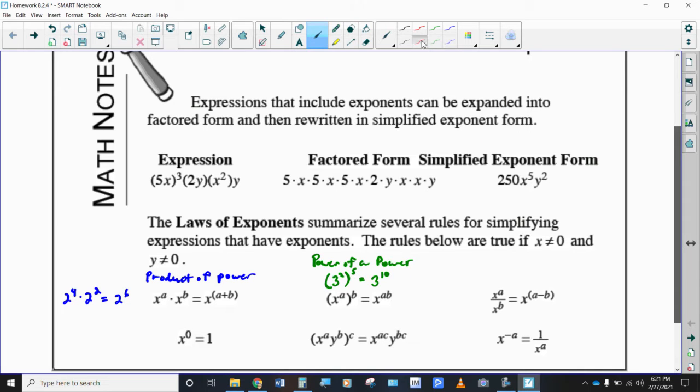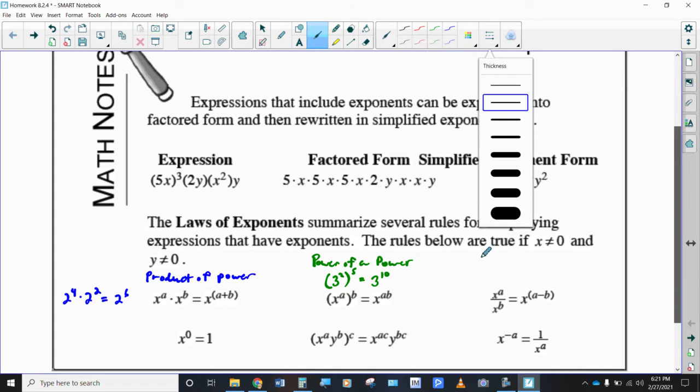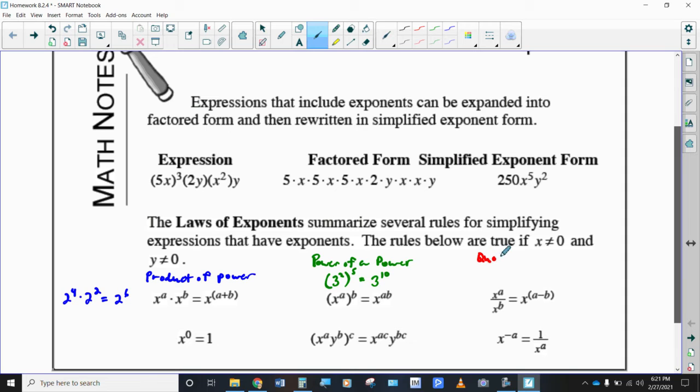This particular property is what we call the quotient of powers, meaning you are dividing powers with the same base. And this is the opposite of product of powers. So instead of adding the exponents, you would subtract them. So if you took, let me write it over here, 10 to the 7th divided by 10 to the 3rd, 7 minus 3 is 4, that's going to give you an answer that is 10 to the 4th power.